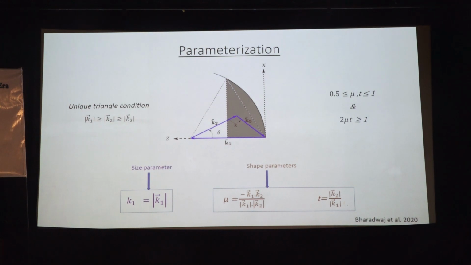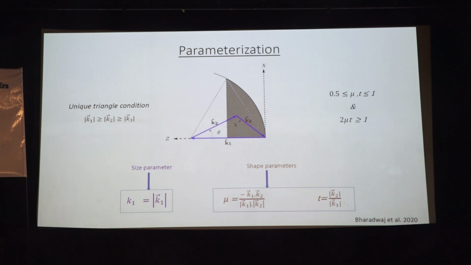So we have taken the parameters. We can take any parameterization of the bispectrum, for example the 3 sides of the triangle, or any 2 angles and 1 side, etc. We have taken this parameterization where K1 is the largest side of the triangle, K2 is the second largest side, and K3 is the smallest side. One parameter is the largest side of the triangle. Second is mu, which is the cosine of the angle between the largest and second largest side of the triangle, and third is t, the ratio of the second largest to the largest side of the triangle, and we will use this.